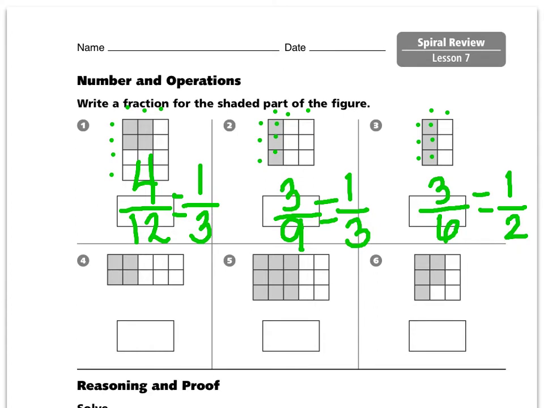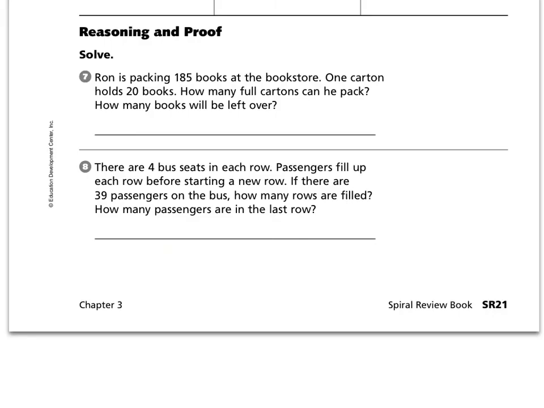So use this strategy of where you count the shaded pieces first to find your numerator, and then count all of the pieces to find your denominator in order to solve numbers 4, 5, and 6. Let's move on to reasoning and proof. We need to solve numbers 7 and 8.